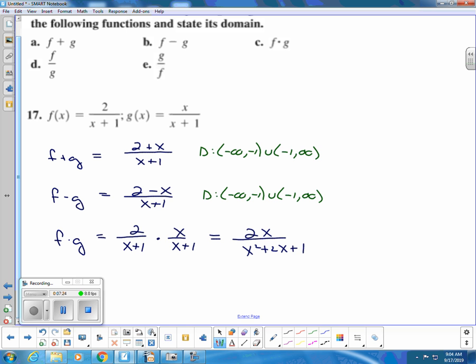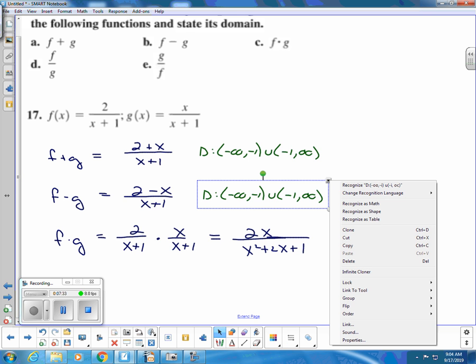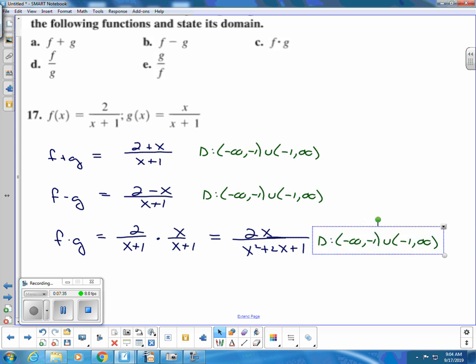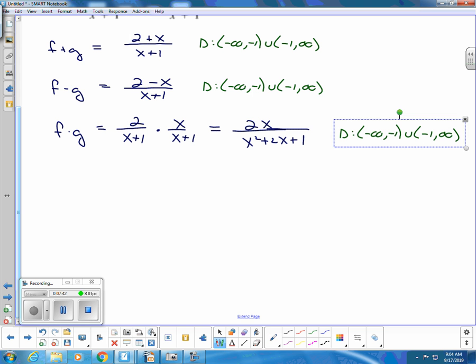Okay, multiply the numerator together, multiply the denominator together. The domain, guys, is still the same. X cannot equal -1. If you're going to divide them, please make sure you're paying attention to which ones you're supposed to divide.